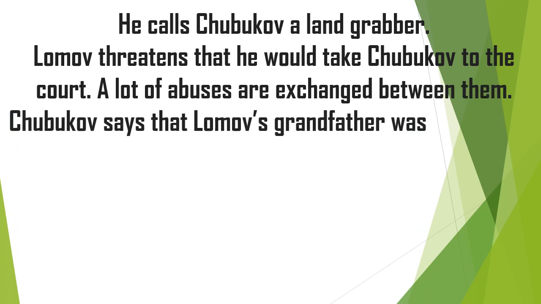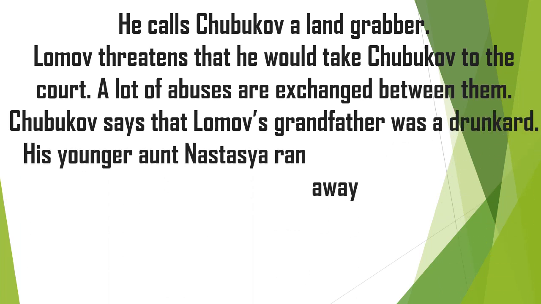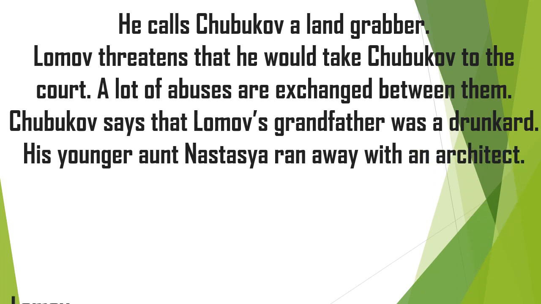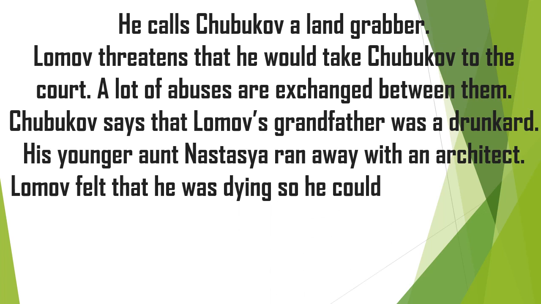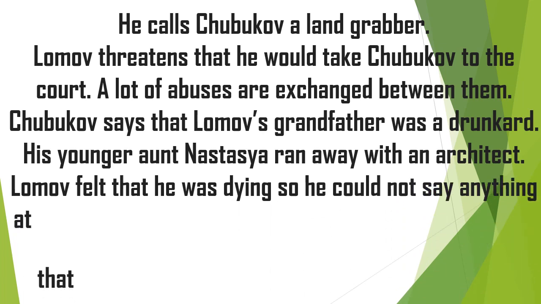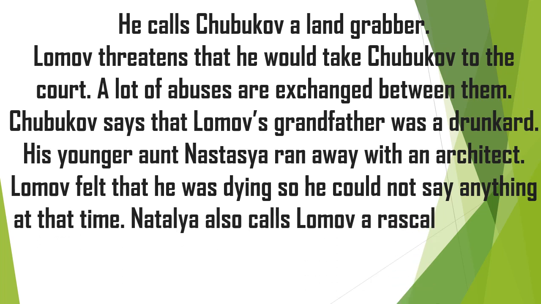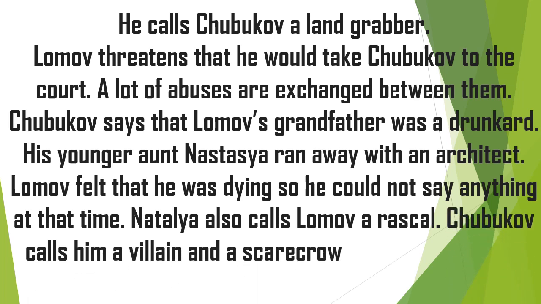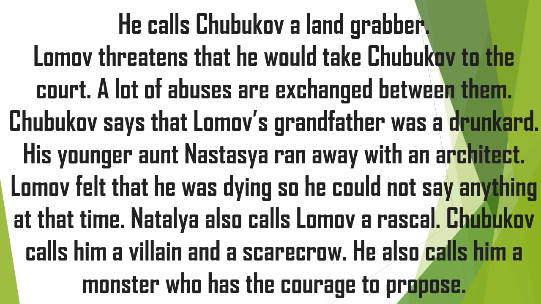Chubukov says that Lomov's grandfather was a drunkard. His younger aunt Nastasia ran away with an architect. Lomov felt that he was dying, so he could not say anything at that time. Natalia also calls Lomov a rascal. Chubukov calls him a villain and a scarecrow. He also calls him a monster who has the courage to propose.